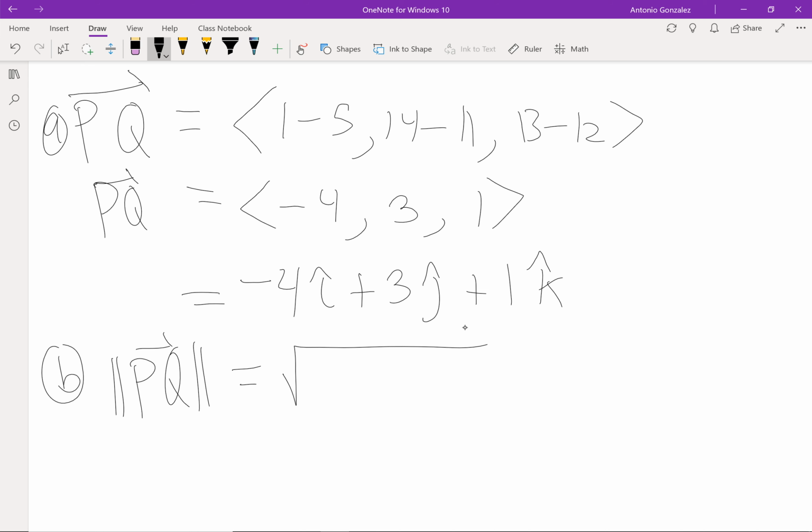We have the square root of (-4) squared plus 3 squared plus 1 squared. That gives us 16 plus 9, 25, plus 1 is root 26. So that is the magnitude of that vector from P to Q.